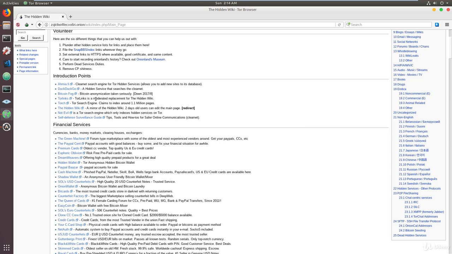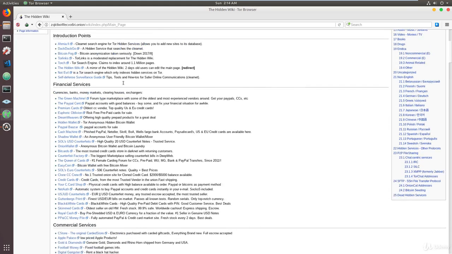The reason I'm showing you how to use the hidden wiki is because it really is a great place to get started with understanding the types of sites that actually exist, and understanding that the deep web or the dark web for that matter is a very robust environment, in the sense that you have all types of sites providing different services.